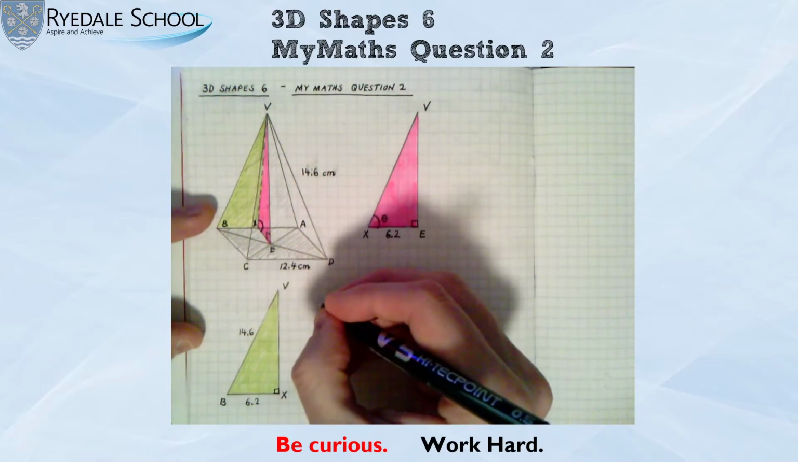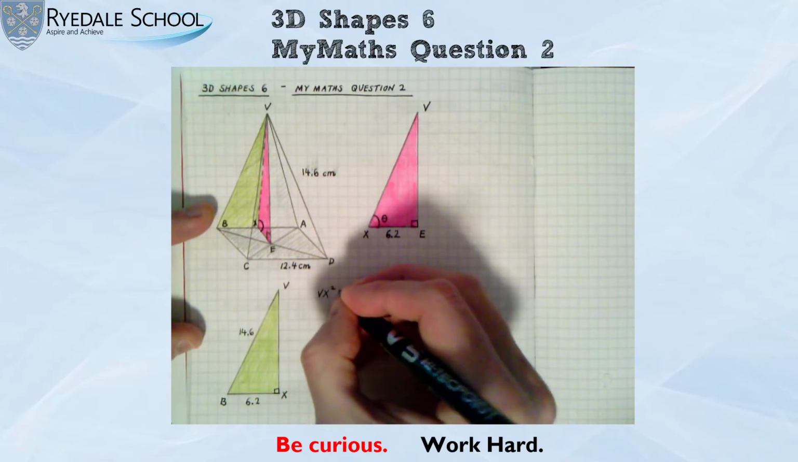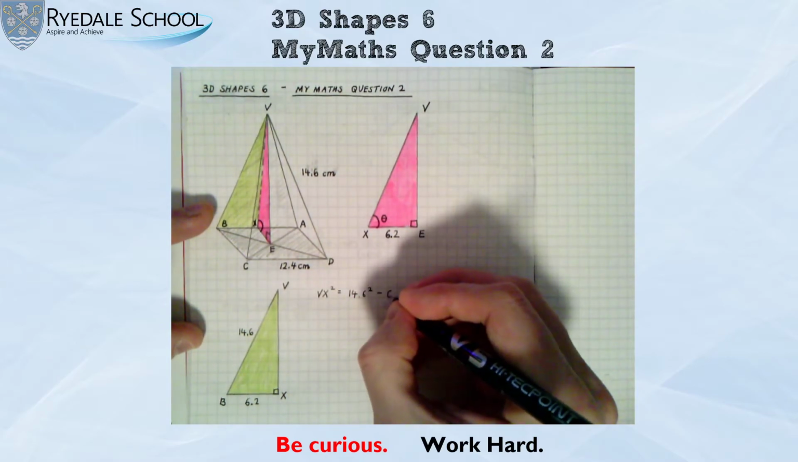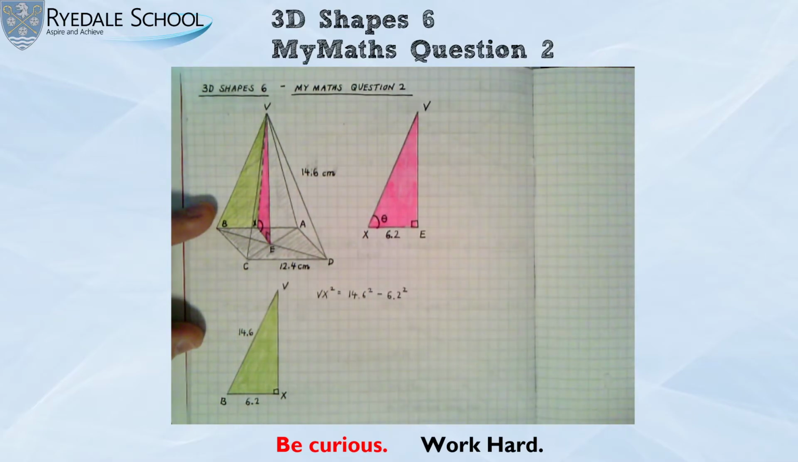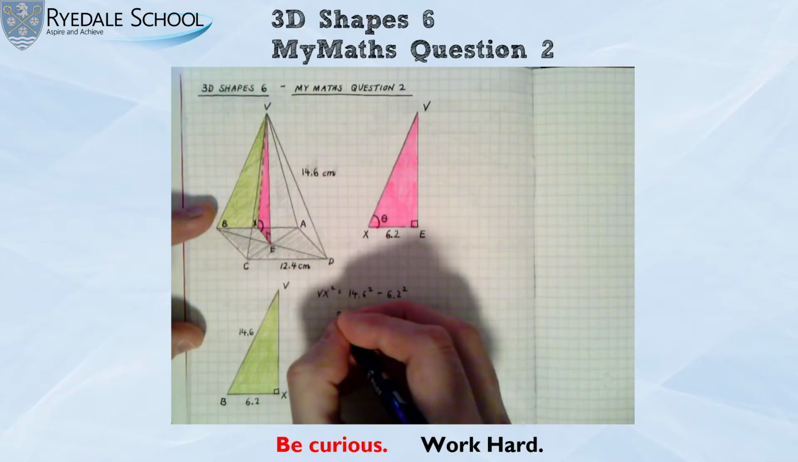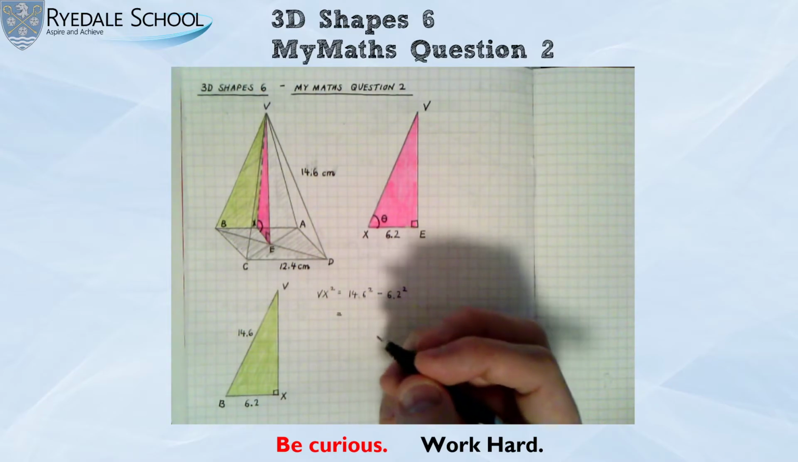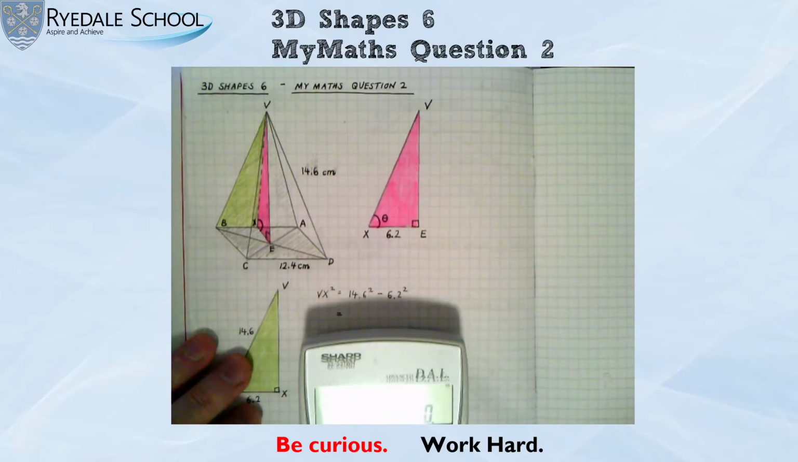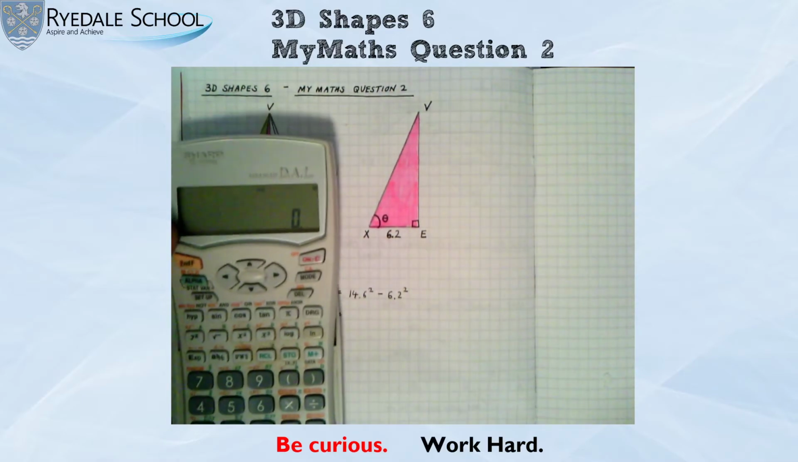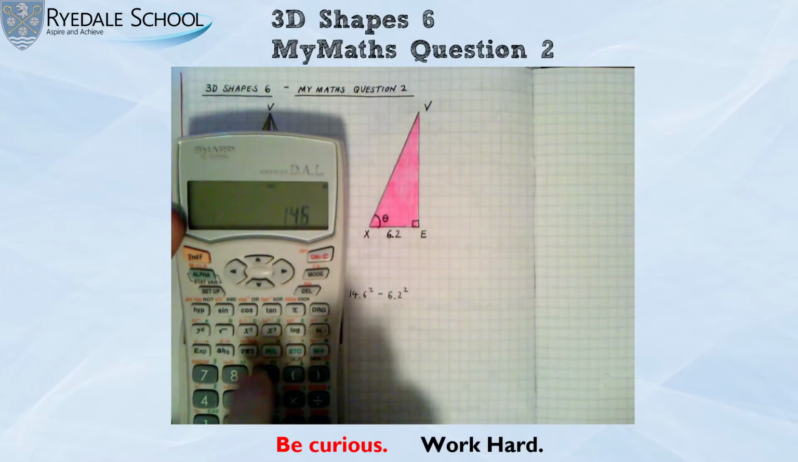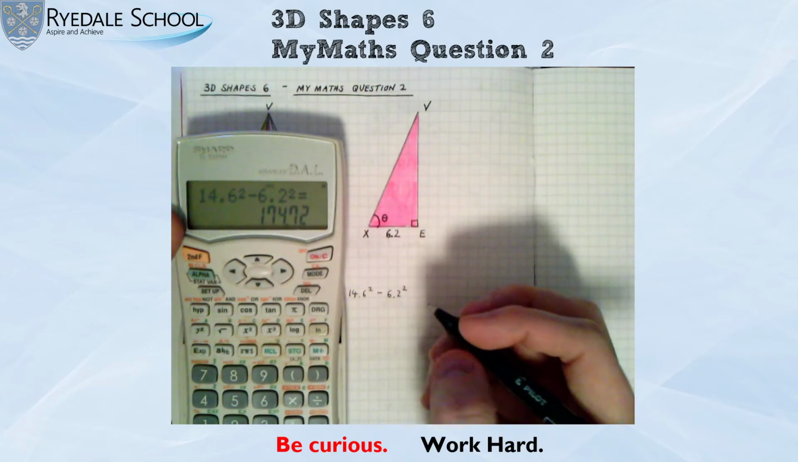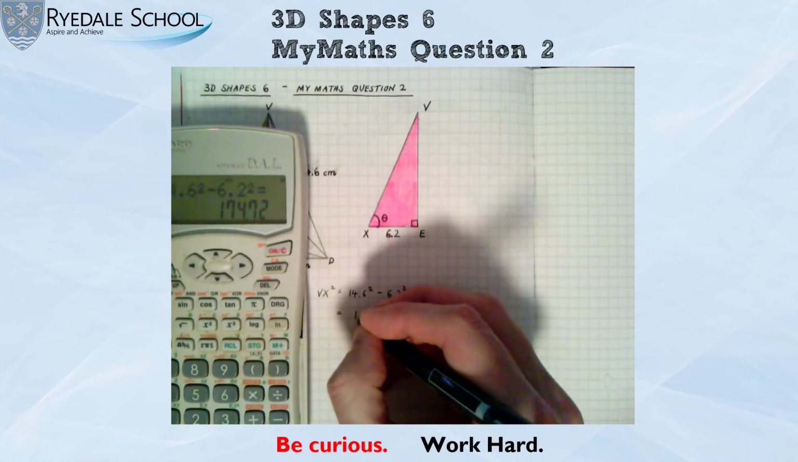So I can say that VX squared equals 14.6 squared, take away 6.2 squared. Okay, this is where I'll reach for my calculator. So I'll try and do this so you can see on the screen. No, the light's bad, I'll put it there. So 14.6 squared, take away 6.2 squared. And that equals 174.72.